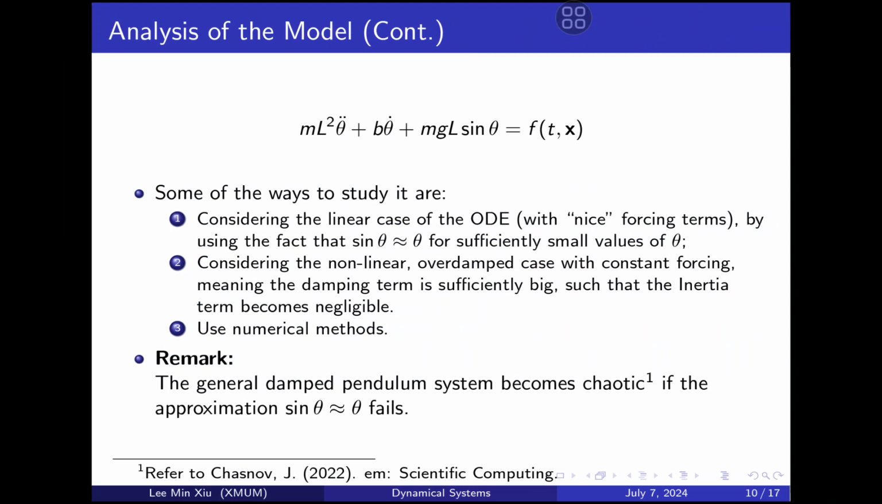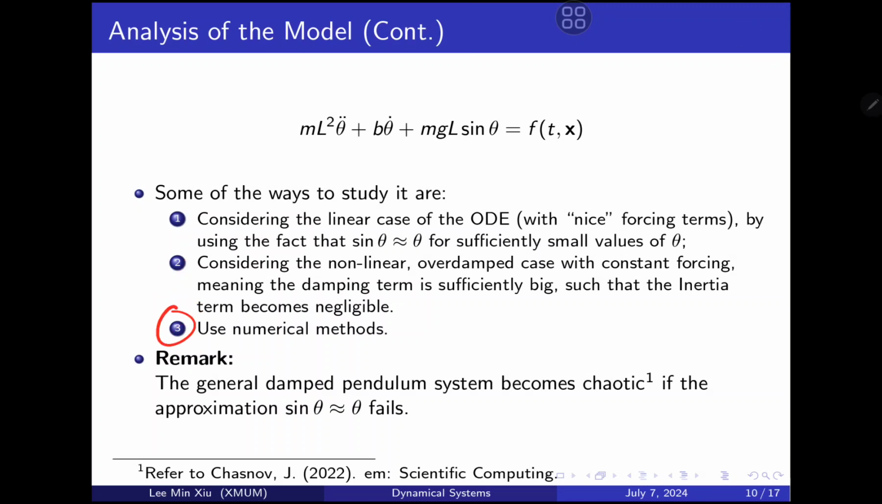So one of the most known ways to do it, in ODE classes, is that normally we just consider the linear case by using the fact that sine theta is approximately theta for small values of theta. So we turn this into theta, and then now we have a second order linear equation if this forcing is good enough, and then we can solve it. We have method of undetermined coefficients, variation of parameters, or Laplace transform, I guess. Then here's 2, which is the one that we will be talking about, but let's talk about it later. I will reintroduce it later.